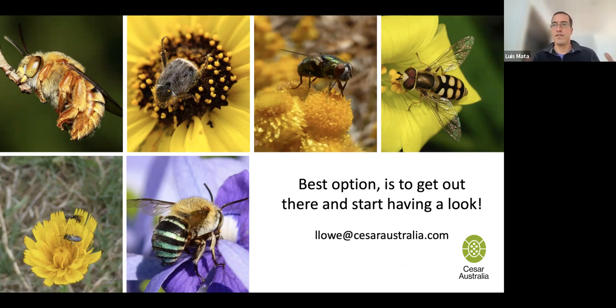Hop goodenia, which is a very common plant across the country, is very good at attracting blue banded bees, although it's yellow, not violet. So there are things that if you start observing, and the research is increasingly going to help us make those connections.